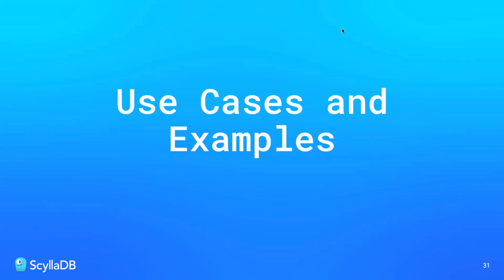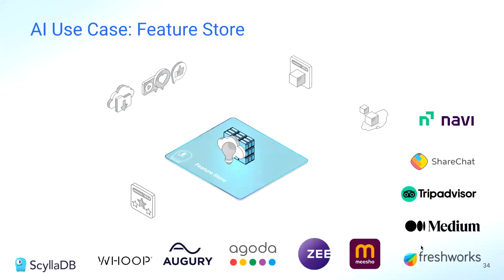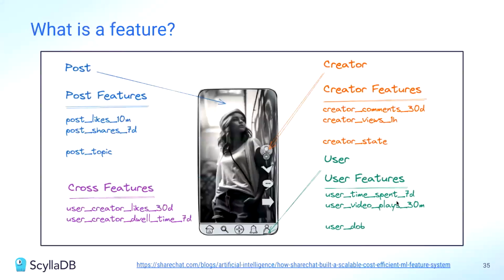Let's start with the feature store. So these are some of the companies that use ScyllaDB as a feature store. What is a feature store? A feature store is a type of AI application where we collect features on a specific topic. Features, we can think about them as attributes. This example is from ShareChat, which is the largest social network in India, and they're using ScyllaDB as a feature store. And say there is a user post, you can think about a Facebook post.